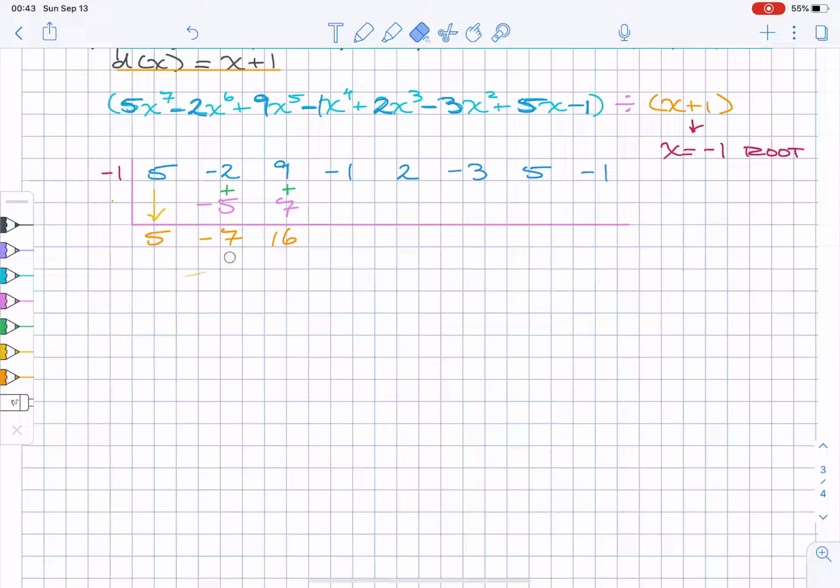Then I start again. I'm going to take the 16 and multiply by negative 1. So I get negative 16. I'm going to add these two together. So I end up with negative 17. And I start again. I'm going to take this negative 17 and multiply by negative 1. So what I get is a positive 17. Put that in the next column and then add these two together. 2 plus 17 is 19. And then I start again.